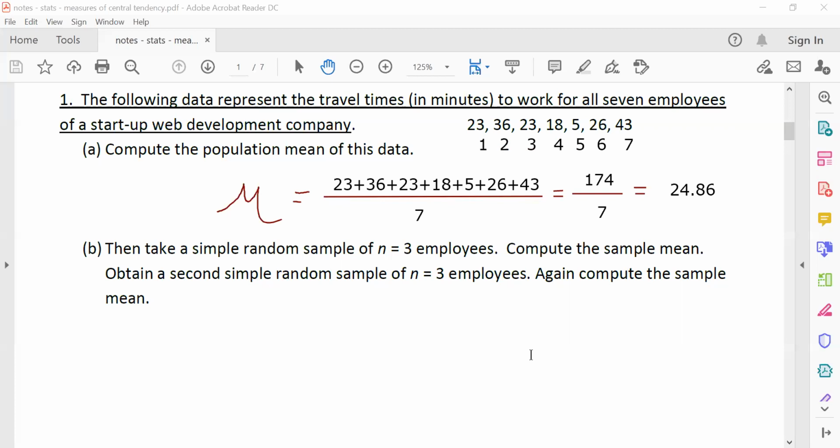I'm going to go to Google, and I'm going to say, Google, pick 3 random numbers from 1 to 7.